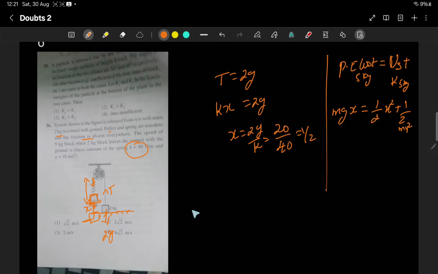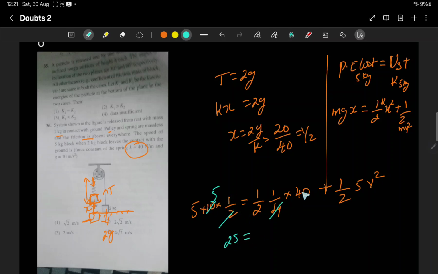So we can apply this. Here mass is 5 kilogram, g is 10, x is 1 by 2, which is equal to 25 by 2. Here again x square is 1 by 4, half kx square, so into k is 40, plus half m is 5, v square we have to find. If you check this, I will get 25, cut it, you will get 10, again cut it, you will get 5. So 5 plus 5 v square by 2.